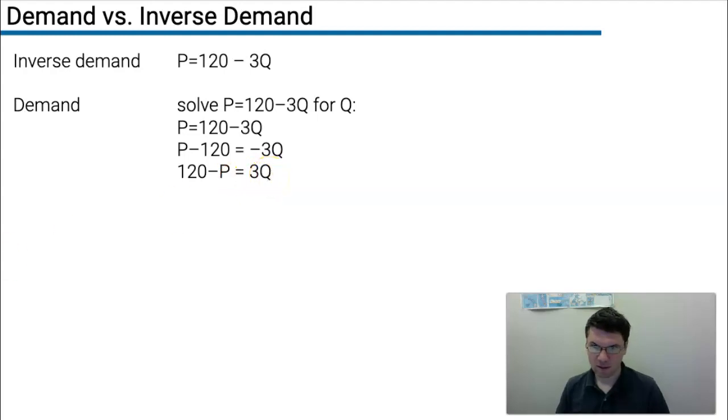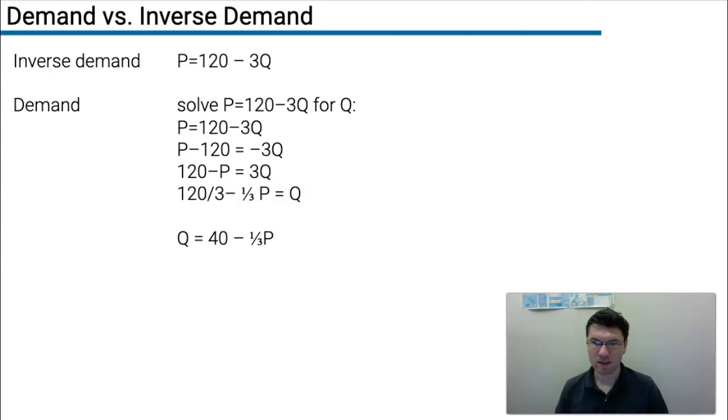And the last step, divide both sides by 3 to get an expression in terms of quantity. So 120 over 3 minus 1/3 of the price equals quantity. And to make things nicer, let's write the quantity on the left-hand side rather than the right-hand side, and let's replace 120 over 3 with 40. So that gives us the demand equation of quantity equals 40 minus 1/3 the price.